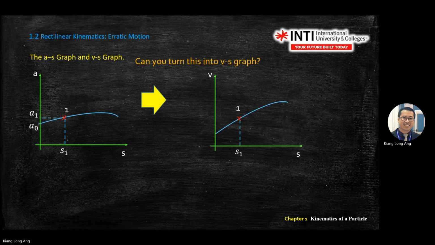So for the first position, the dimension now is your position and not time. So S1, V1, A1. Okay, this is the objective that we want. So this is what we want to achieve this time. We want to convert AS into VS.